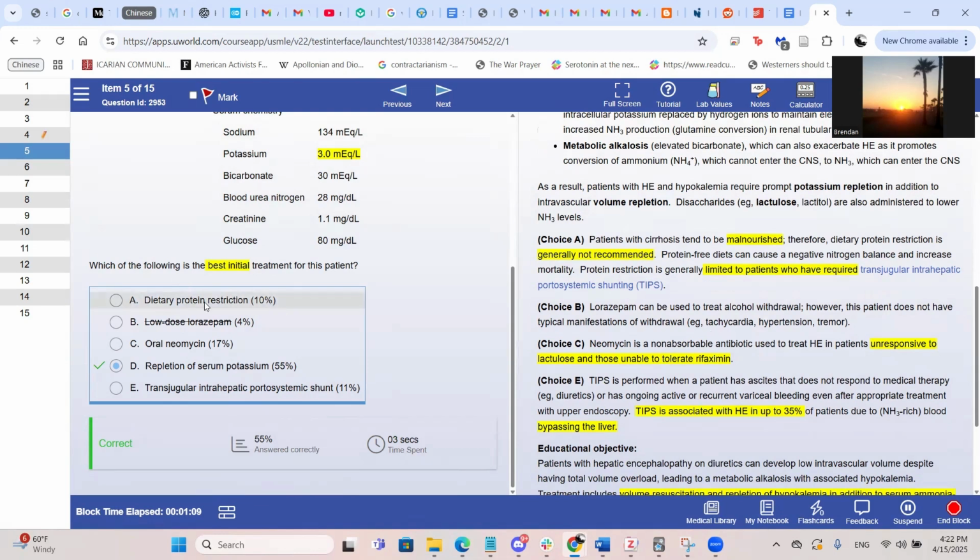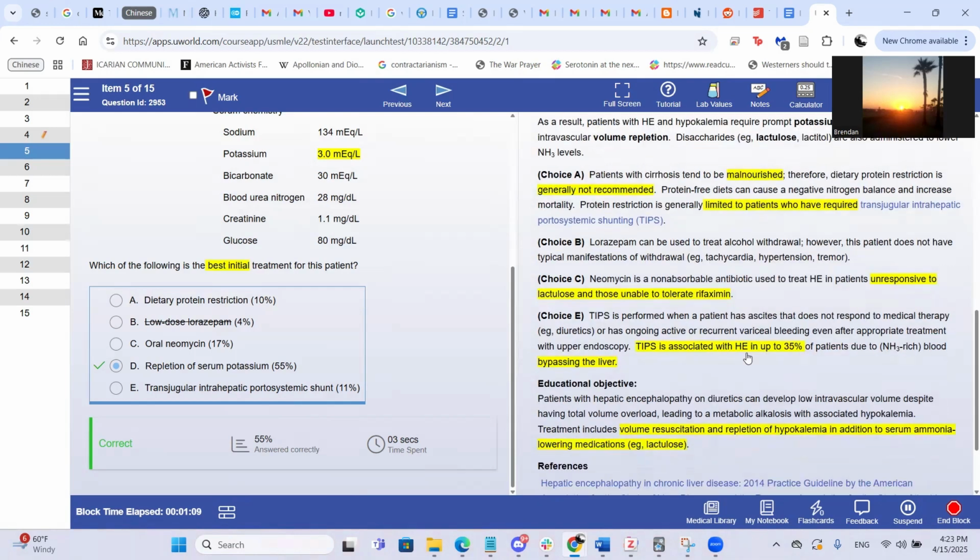And then some people said dietary protein restriction. That's fair too, because he has hepatic encephalopathy, so you would think, okay, that's high ammonia, so we want to reduce the ammonia levels by reducing his protein intake. But the thing is, most patients with cirrhosis are malnourished, so restricting protein intake can actually have a negative effect rather than a beneficial effect. Although, this is important to know: you do restrict protein in a patient's diet if they received TIPS, and that leads to my next point.